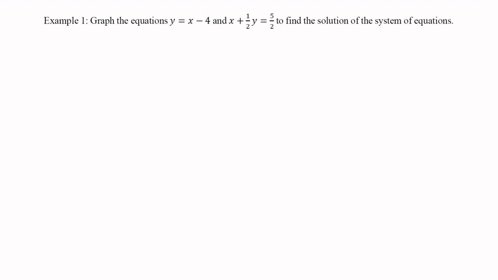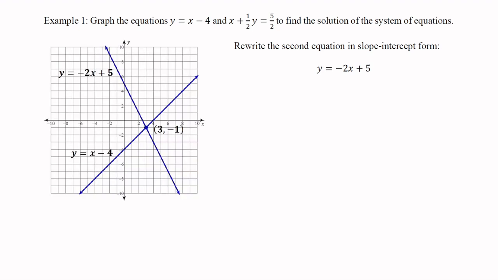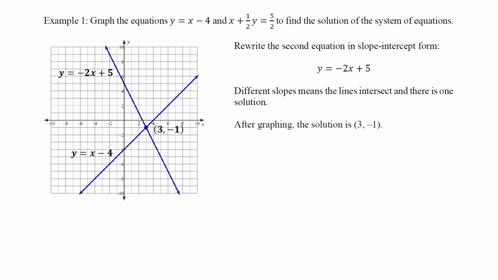So, example 1. Graph the equations y equals x minus 4 and x plus 1/2 y equals 5/2 to find the solution of the system. So we're going to rewrite the second equation in slope-intercept form: y equals negative 2x plus 5. And then you're going to graph both equations. Once you graph both lines, you find the point at which they intersect, which in this case is the point (3, -1). And because we have different slopes, that means we have one solution, and the solution is the point (3, -1).